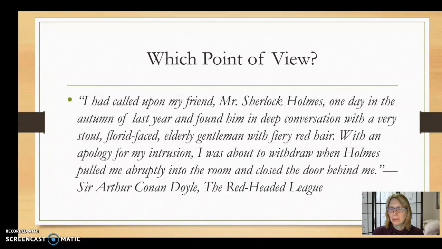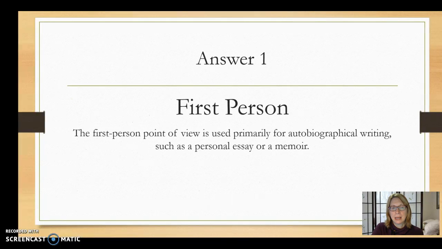So, what do you think this one is? Is it first person, second person, or third person? If you look at the pronouns that are used, you can see that word I, and that's a dead giveaway for first person narration. And a side note is that first person point of view is often used for autobiographical writing, personal essay, or memoir. But in this case, Sir Arthur Conan Doyle was using it for fiction, so it can be used that way too.